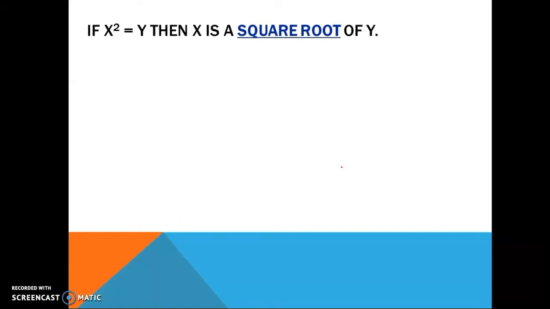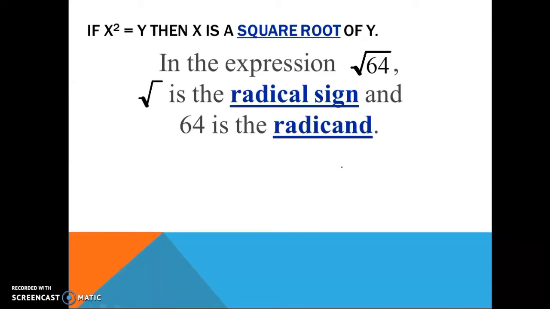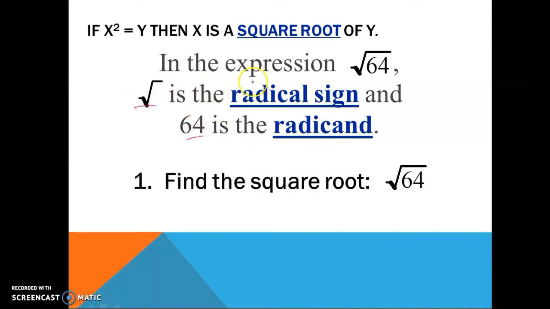So if x squared is equal to y, then x is a square root of y. So in the expression square root of 64, we have the radical sign. 64 is the radicand. Okay? Example, you are going to find the square root of 64, so your answer will be positive 8.